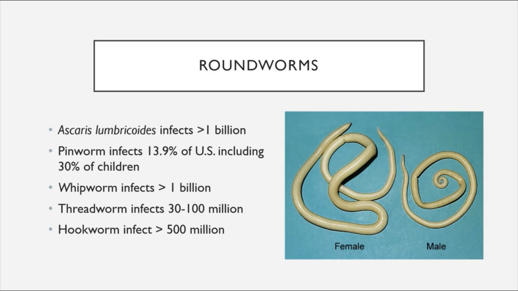Pinworm, which is the most common helminthic infection in the US, is estimated to infect 13.9% of people in the US, including 30% of children. Whipworm infects over 1 billion people, threadworm between 30 and 100 million, and hookworm infects over 500 million people. Hookworm is one that can be found in the US as well, and I personally know someone who was infected with hookworm.